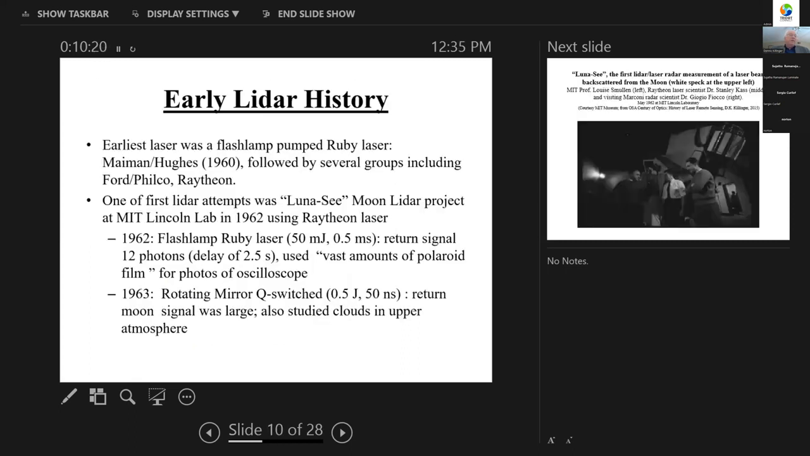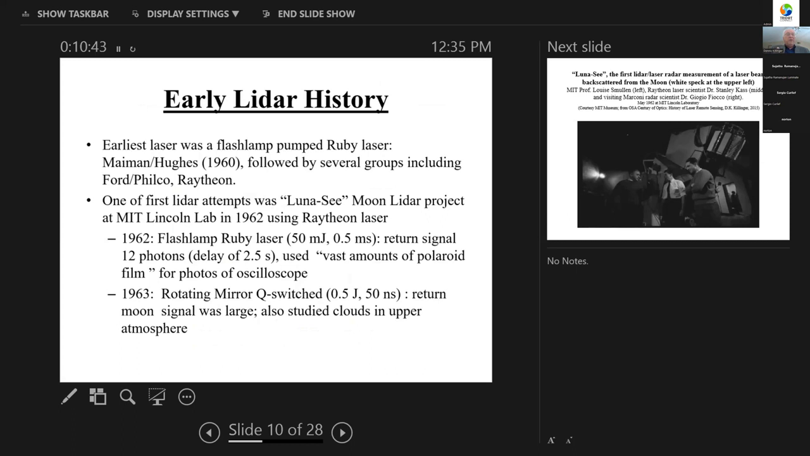Now, some of the early LiDAR history, I put this in. The earliest laser, of course, the first one was a ruby laser by Ted Maiman at Hughes in 1960. But there were several other groups that made lasers the next year. I know Bell Labs did. Ford Philco had a large group, and also Raytheon did.